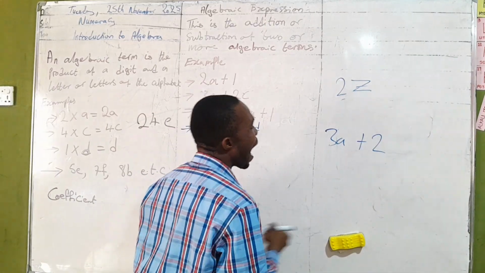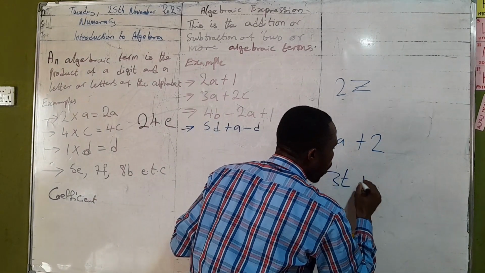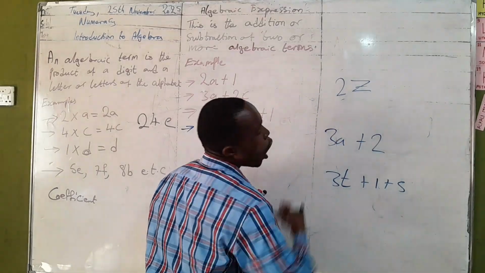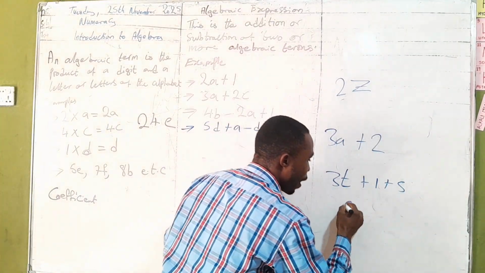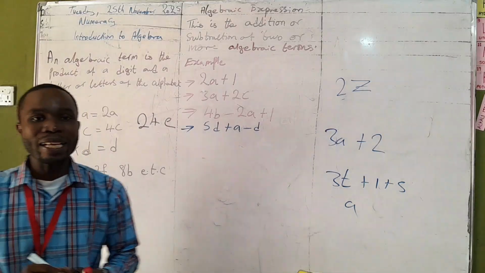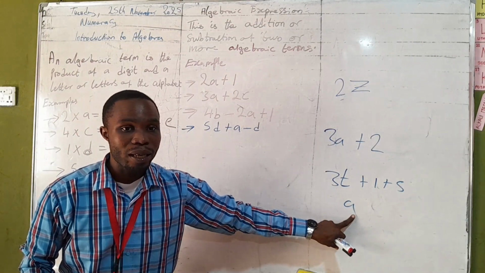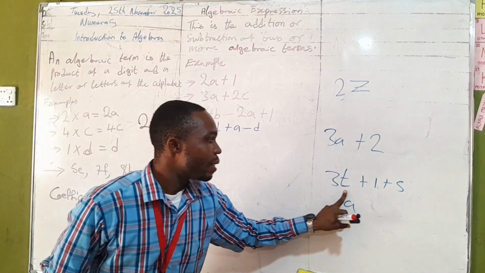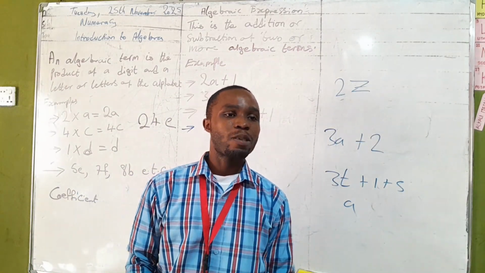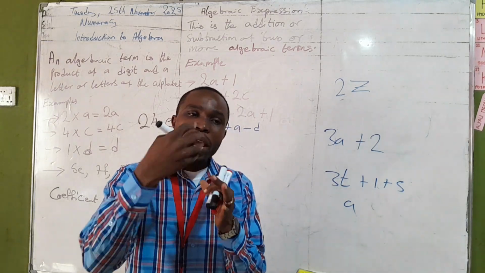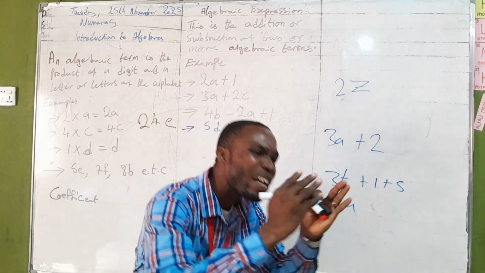Yes. What if I have 3t plus 1 plus 5 and I have just say a? Which one is an algebraic term? A. A is an algebraic term, while this is an algebraic expression. Is that taken? Yes. Is that taken? Yes. Now, we also have what we call an algebraic equation.